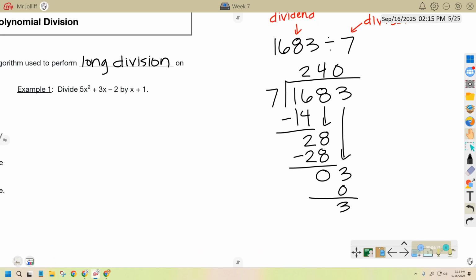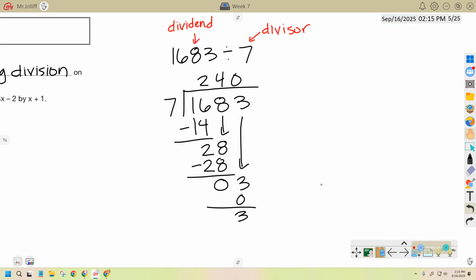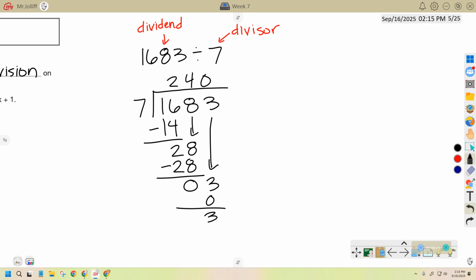So the answer to that division question, I was asked, what is 1683 divided by 7? The answer is 240 and 3/7. We write our remainder as a fraction over the divisor.